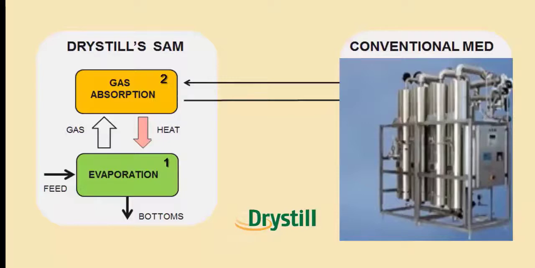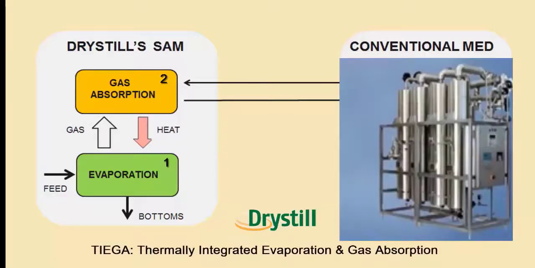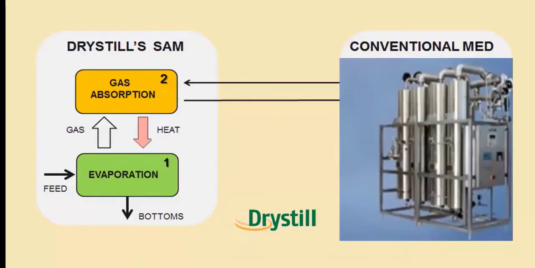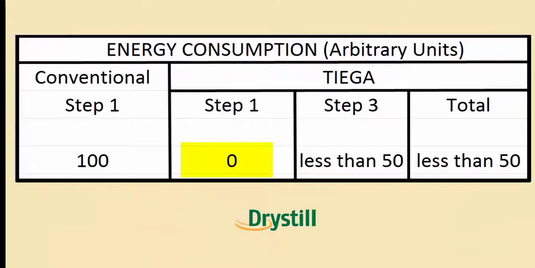Dry Still has coined the term TIGA to describe this process. It stands for Thermally Integrated Evaporation and Gas Absorption. In TIGA, the volatiles are boiled not once but twice. However, the first boil up is in the SAM at no cost in energy. The second time is in a multiple effect distillation unit that uses less than half the energy of conventional distillation. The math is simple. The overall energy consumption is less than 50% of that used by the familiar two-step process.